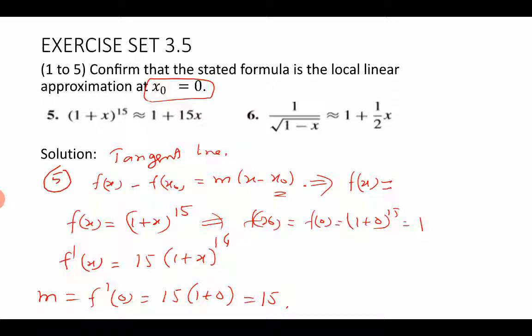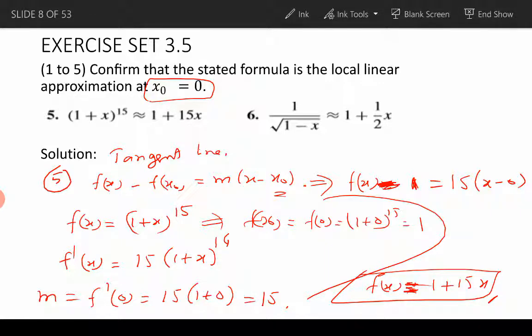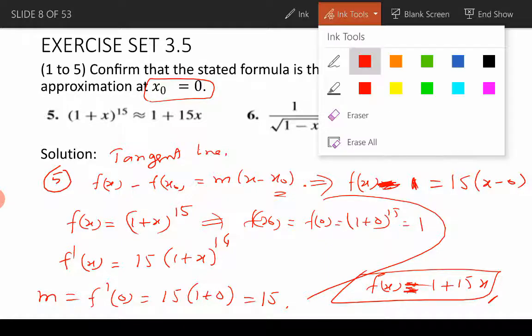So we will write here f(x) minus 1 is equal to m, which is 15, times (x minus 0). Obviously we will end up with f(x) equal to 1 plus 15x. So this is the new f(x) that we get, isn't it? So the given function is approximated to 1 plus 15x. Let's do the same for problem number 6, and then you can try other problems from the textbook.